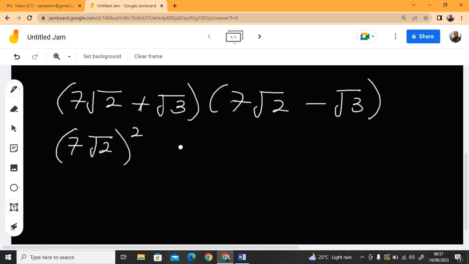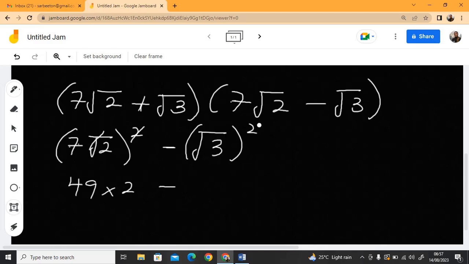Then plus times minus is still minus. There's no other way you want to do it. Then this root 3, I'm going to square it also. So 7 squared is affecting this 7. So 7 squared is 49 times, then this square will cancel this root. So 7 squared times 2, so 49 times 2, minus this one also, we cancel this one, minus 3.